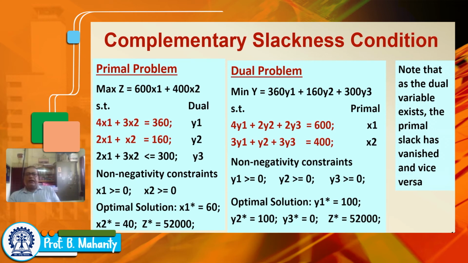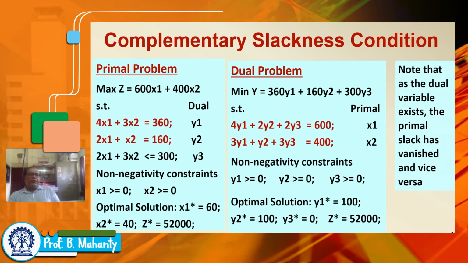Supposing I can solve the dual by a simple method, then by looking at the dual, I can make certain statements about the primal. We can tell that these two constraints will turn to equality. Now, once we know that these two constraints have turned to equality, we can solve these two and find out that x1 equal to 60 and x2 equal to 40.